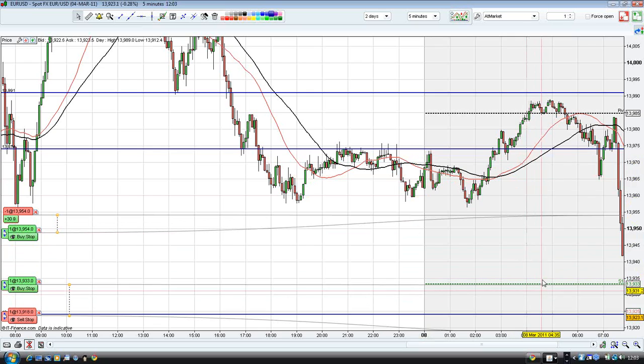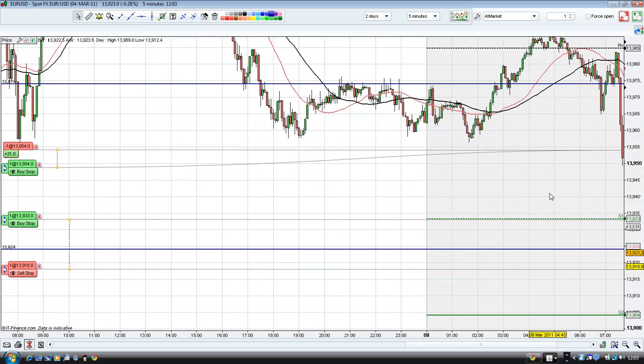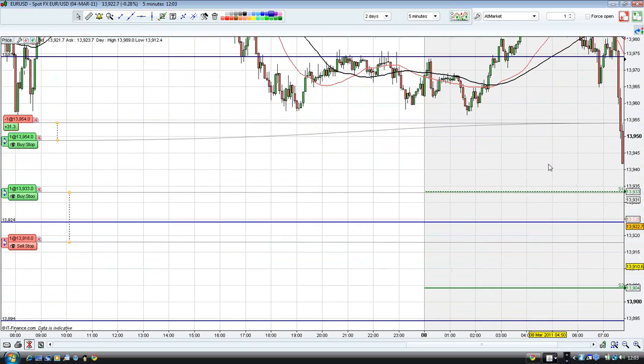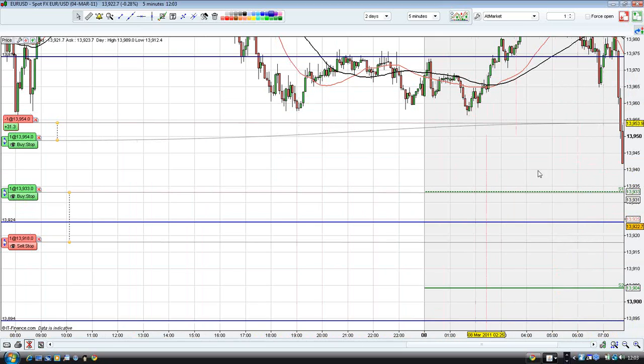And as usual, our first target will be halfway towards our profit target. We're going for a profit target of 60 points. So that's a 60-point target down there. And our first port of call will be halfway towards our target. Then we'll move our stop to the opening level to protect our capital.